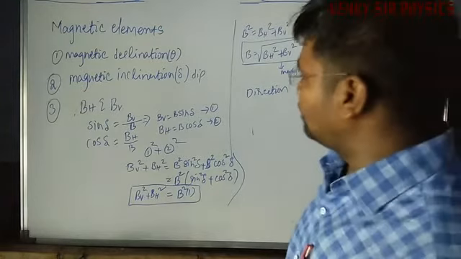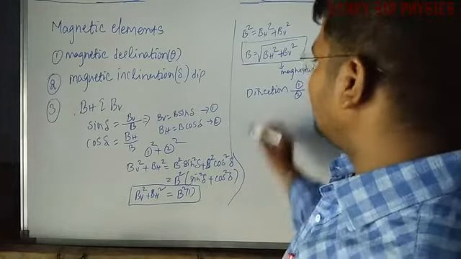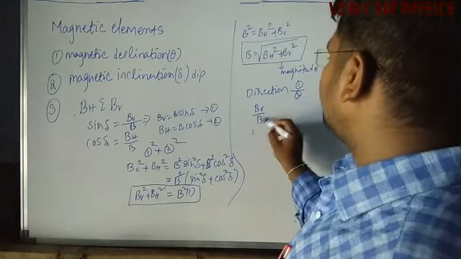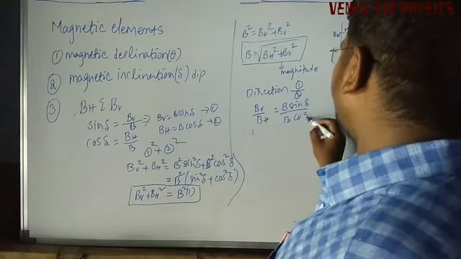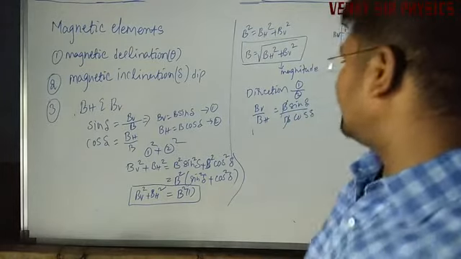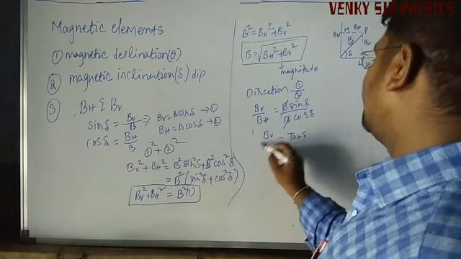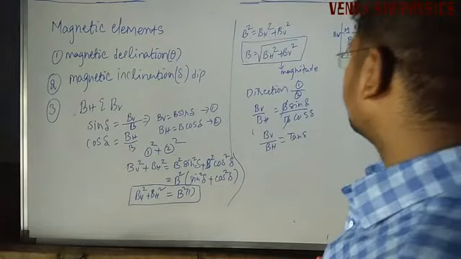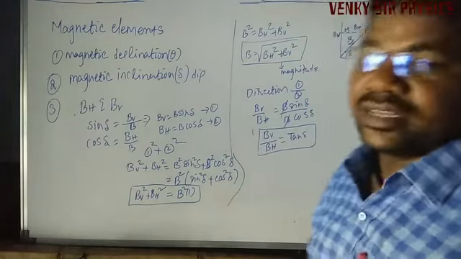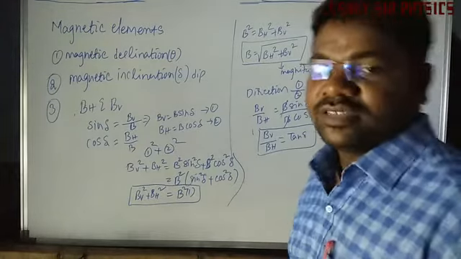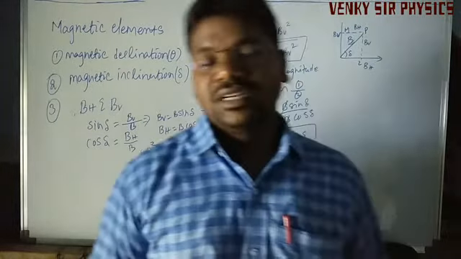Okay. So how we can find direction? 1 by 2. Understand? BV by BH is equal to B sin delta by B cos delta. B gets cancelled. Sin delta by cos delta, tan delta. BV by BH is equal to tan delta. Understand? BV by BH is equal to tan delta. This we can say is direction.